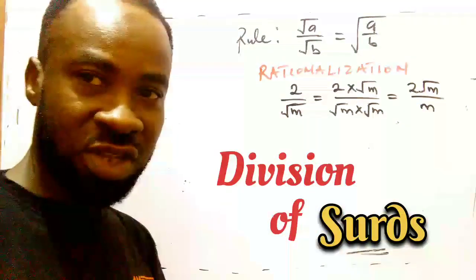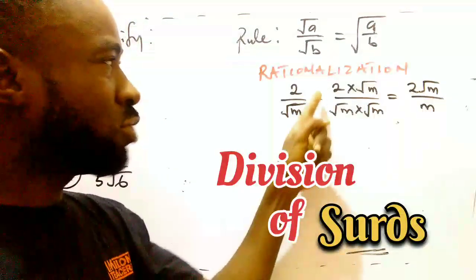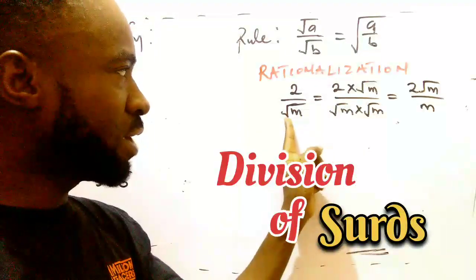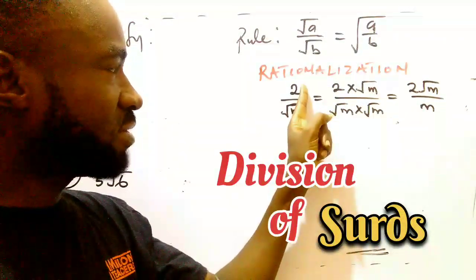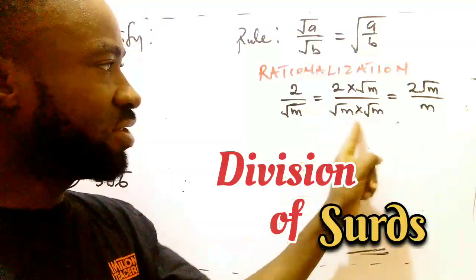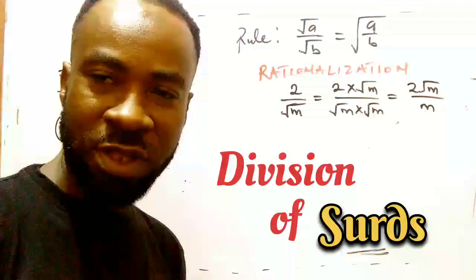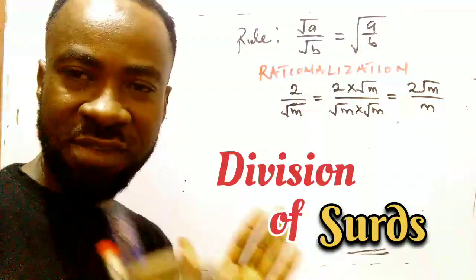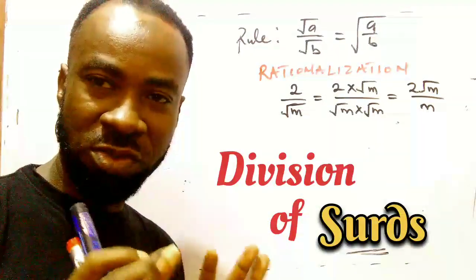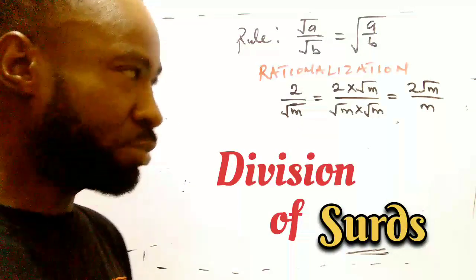So how do we rationalize? We rationalize by using that same surd to multiply both the numerator and denominator. You can see that this root m is now multiplying the numerator here, and it's also multiplying the denominator. You can see that. So that is how to rationalize. So please take note of that. This is a very important concept in division of surds. We are going to be using it most of the time. So now let's look at the first example.